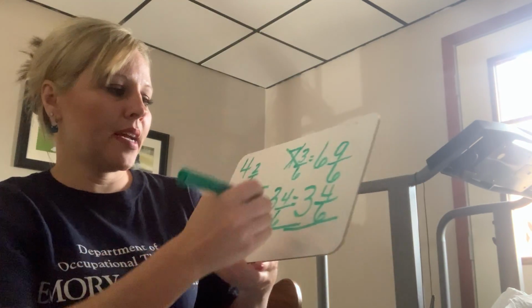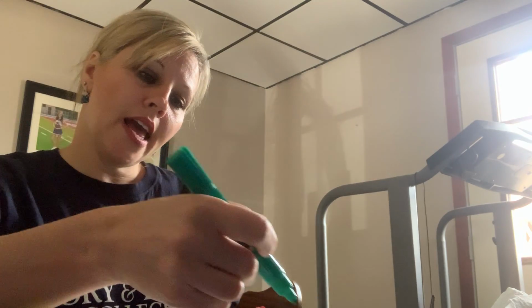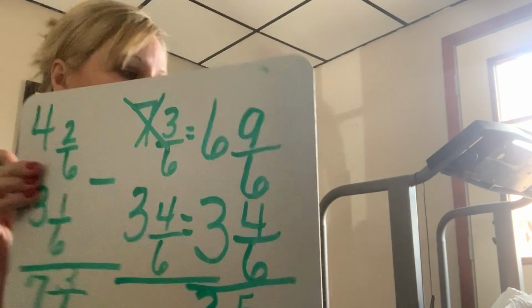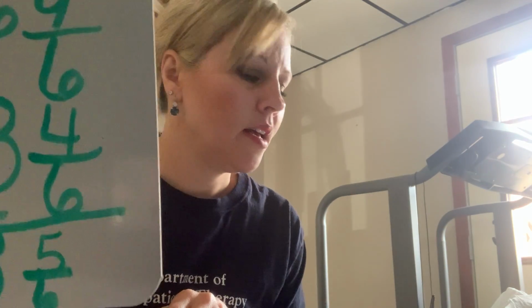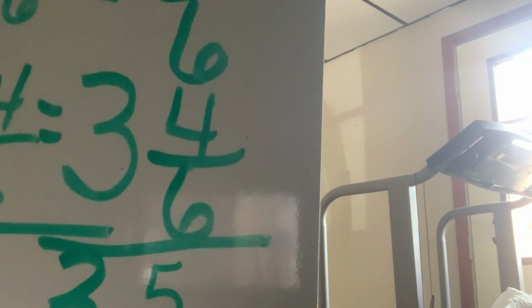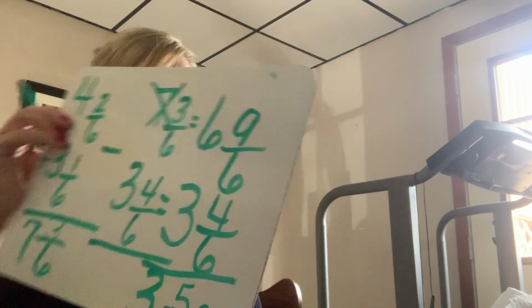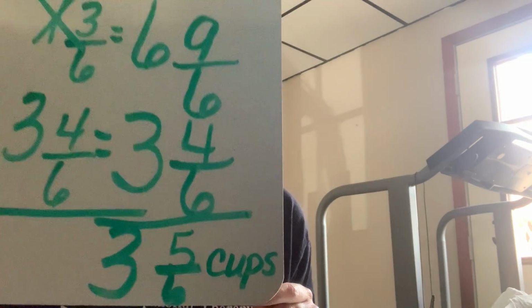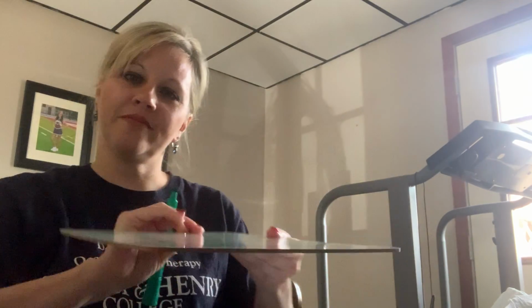Okay, 6 minus 3 is 3. Denominator stays the same, which is 6. And 9 minus 4 is 5. So they had 3 5/6 cups of juice left. You would have to label it, remember, cups. Always label your story problems. Okay.